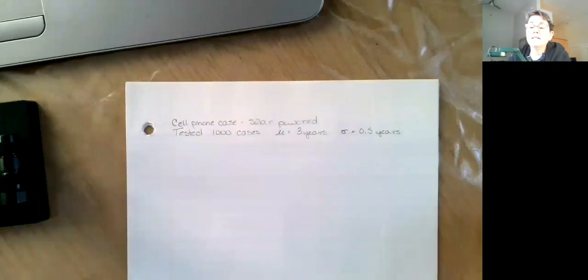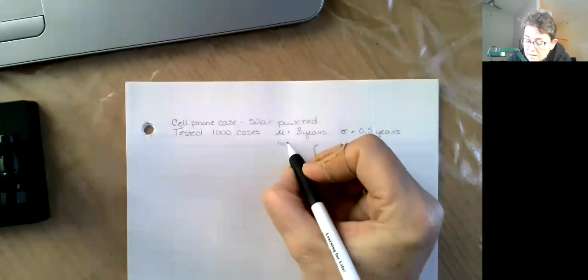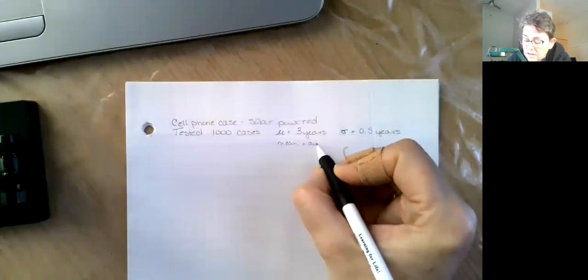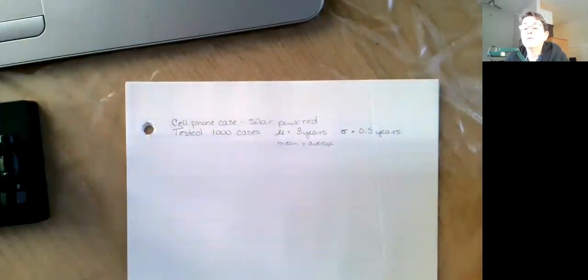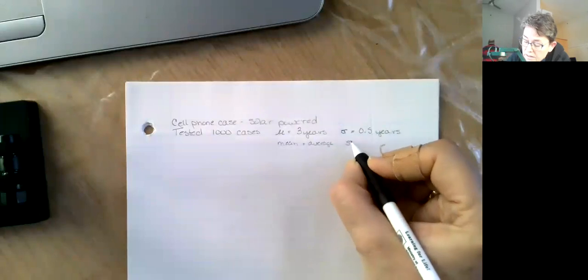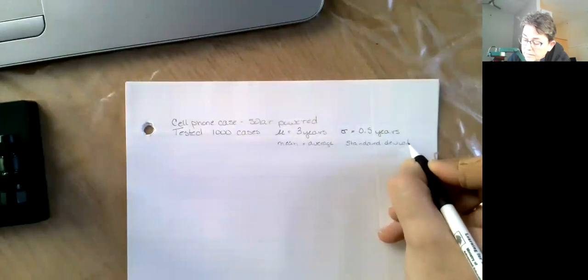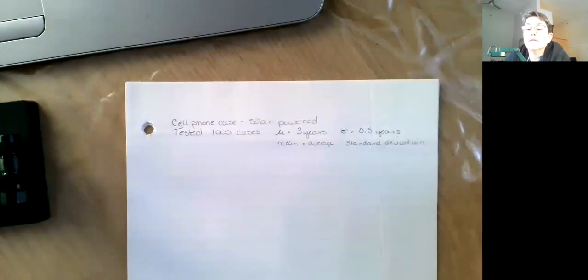Okay. And I tested 1,000 of these cases to see how long they would last, right? And the mu is 3 years, so that's the mean or the average. And you know from Friday's class, that means that about half of them are going to last less than 3 years, and about half of them are going to last more than 3 years. And our sigma, or standard deviation, is 0.5 years.